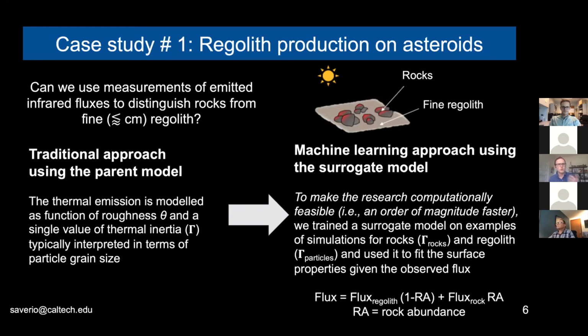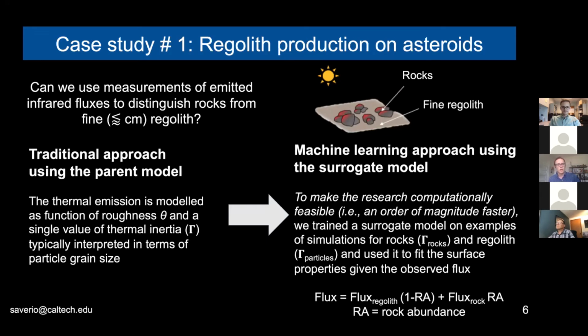The traditional approach, which defines a bit our parent model, is to model the thermal emission in terms of roughness and a single value of thermal inertia, which is a resistance of material to change its temperature, which then gets typically interpreted as a particle grain size. However, the interpretation of low thermal inertia measurements in terms of particle grain size has been proved to be a bit problematic, for instance, when we got Bennu and Ryugu, which show clearly a mismatch between low thermal inertia and abundance of fine regolith.